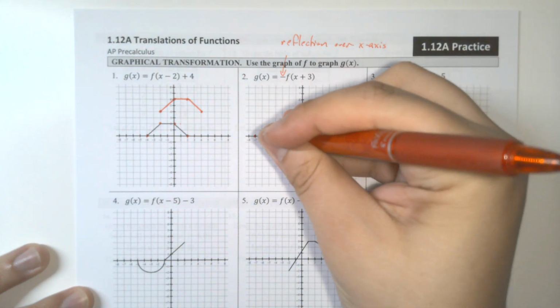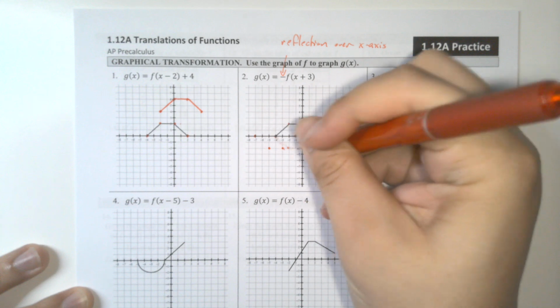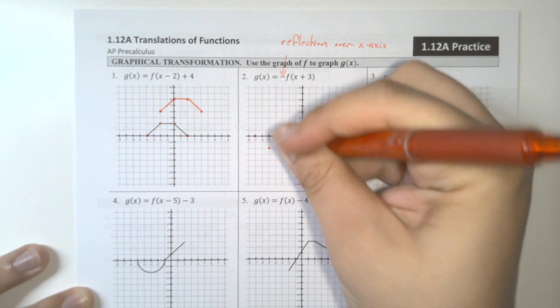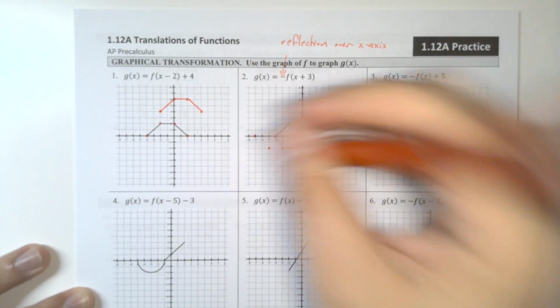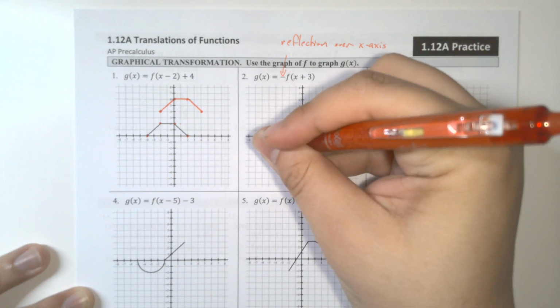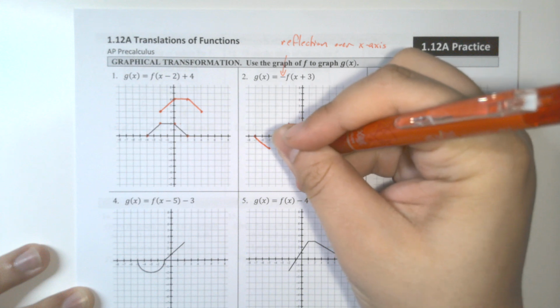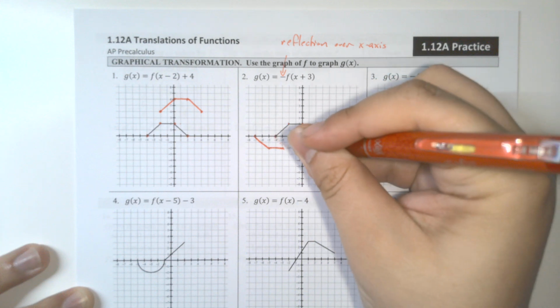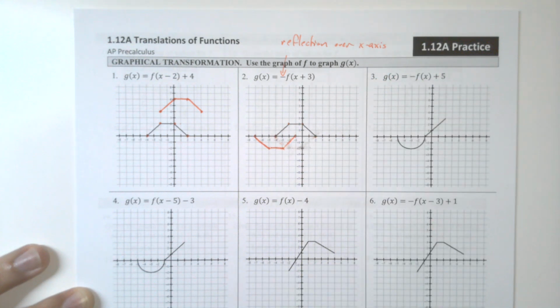And so I'm going to erase the old points that we made just so it's clear what we did here. But our new function, our new graph, I should say, will now look like this. And so we're done.